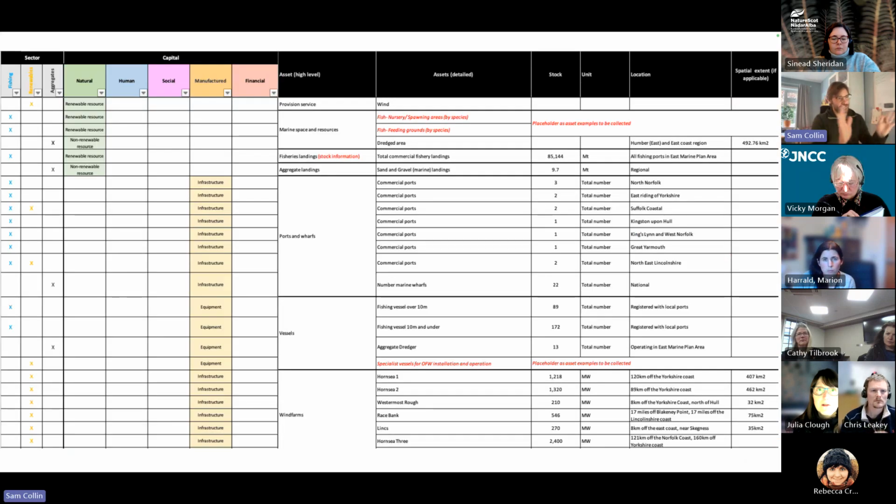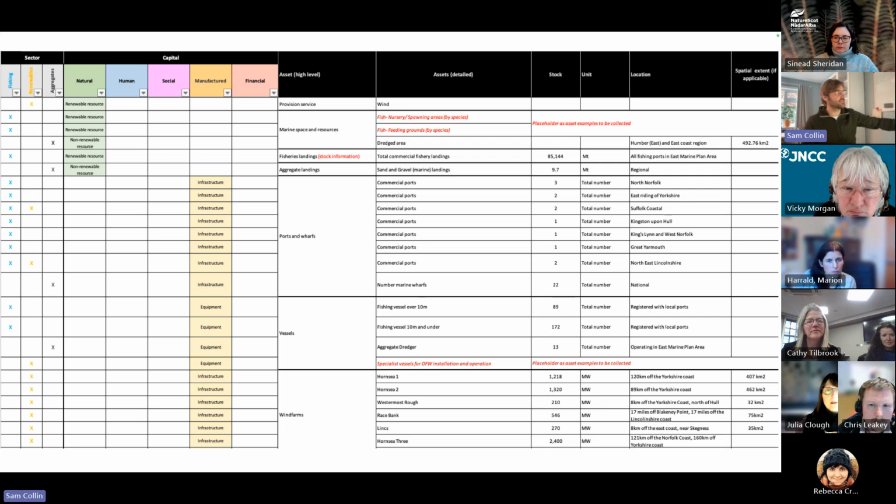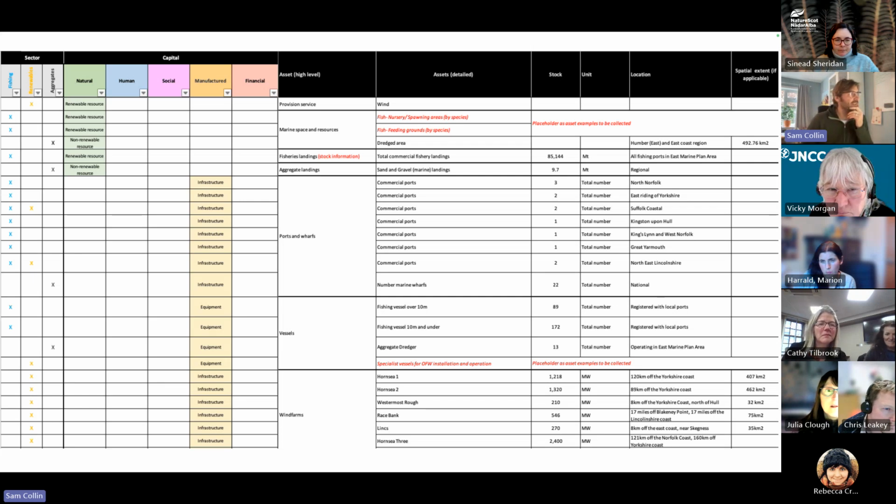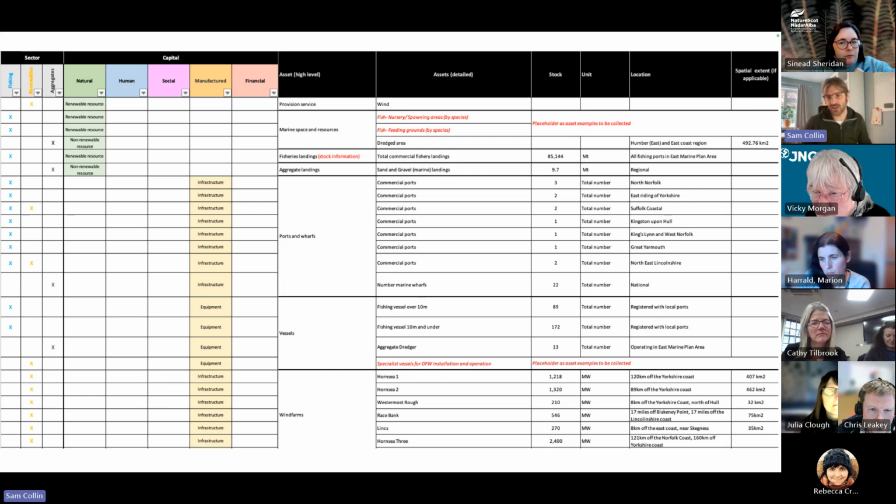So this is just a screenshot of part of the asset register, as an Excel spreadsheet. I apologize that it's very small for some people using their laptops. But the idea was that on the left-hand side, you've got your 3 sectors, and you can filter the spreadsheet down depending on which sector or sectors you're interested in. Next to those are the 5 different capitals, and again, you can filter the spreadsheet down to the specific capitals you're interested in, and there's even subsets within those capitals, so infrastructure or equipment there under manufactured capital.